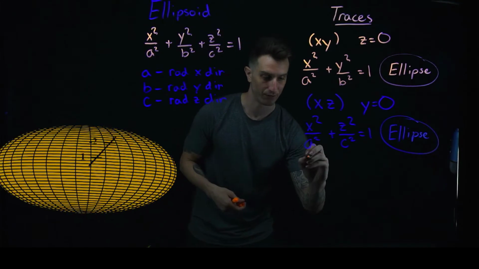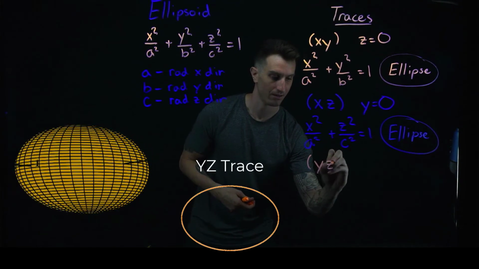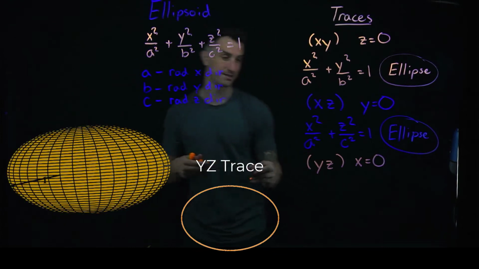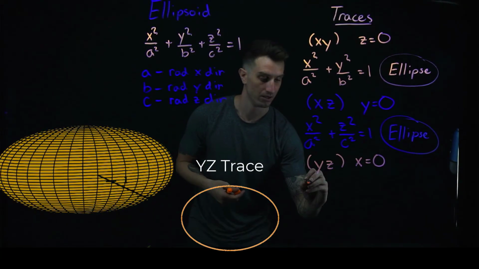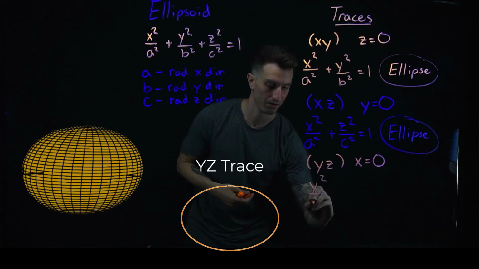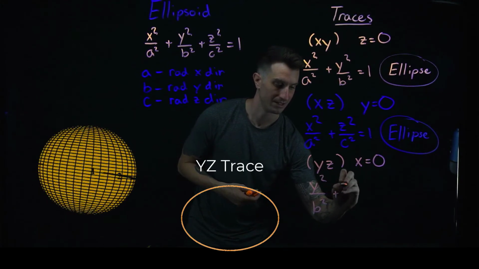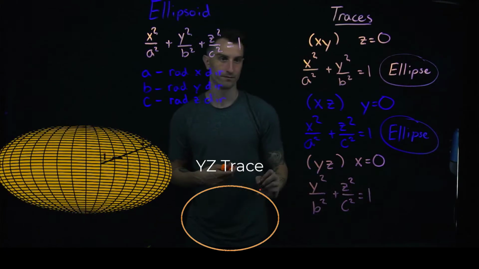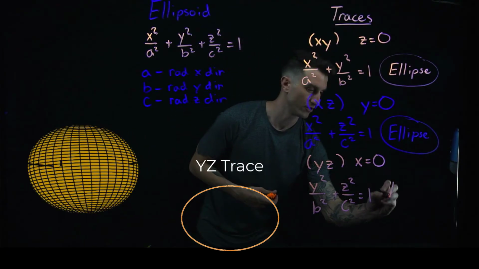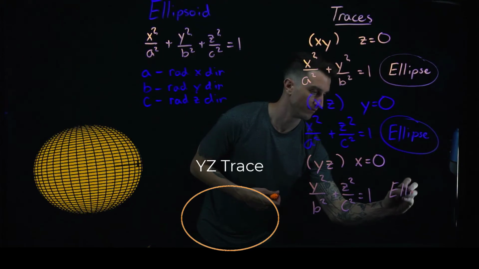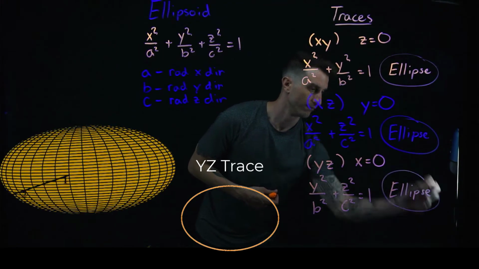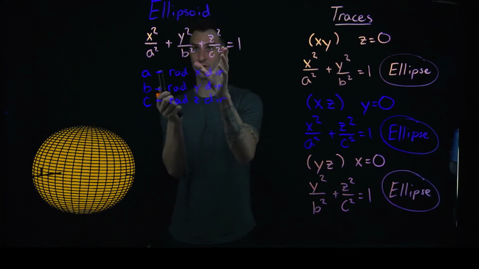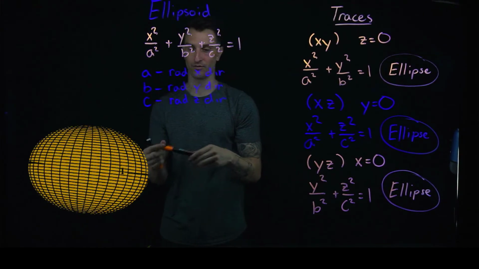So in the yz plane, same idea. This is when x is equal to 0. Plugging in 0 for x, we obtain y squared over b squared plus z squared over c squared is equal to 1. And this is also an ellipse. Perfect. So we have 3 ellipses. If we combine all those together, what we get is an ellipsoid. We have a 3-dimensional figure over here to show you.